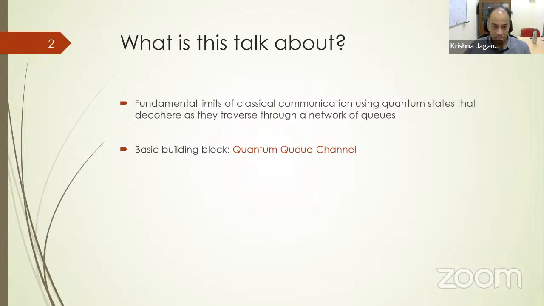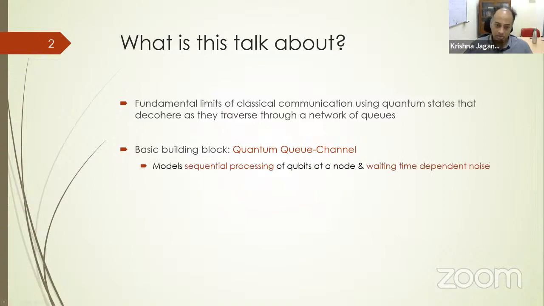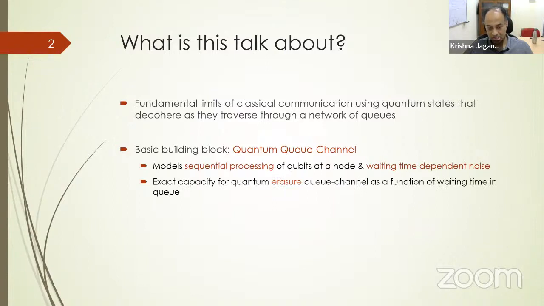All right. The basic building block of this work is a quantum Q channel. A quantum Q channel models sequential processing of qubits at a node. In particular, it models waiting time dependent noise or waiting time dependent decoherence of quantum states. Our contributions include considering a quantum erasure Q channel, which is the simplest kind of quantum noise model, for quantum erasures. We derive the exact capacity of a quantum erasure Q channel as a function of the stationary waiting time in the queue.